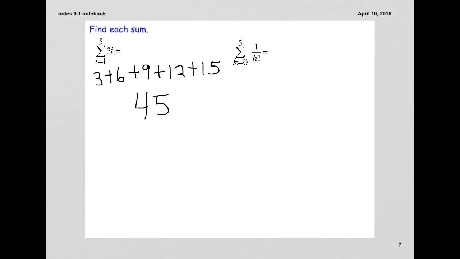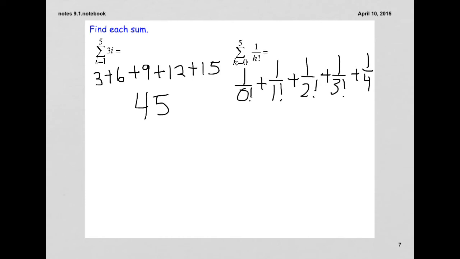Okay, we're going to do the same thing with the next one, except we're doing factorials, but this time we're going from 0 to 5, so that's 1 over 0 factorial plus 1 over 1 factorial plus 1 over 2 factorial plus 1 over 3 factorial plus 1 over 4 factorial plus 1 over 5 factorial. Okay, all we need to do is simplify.